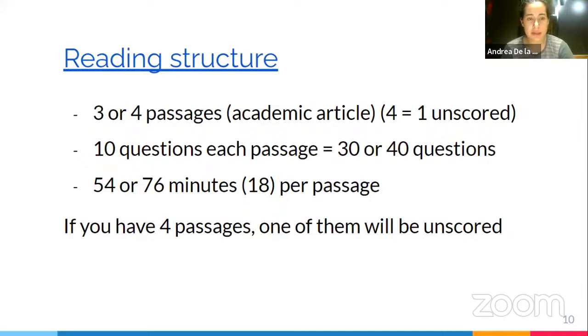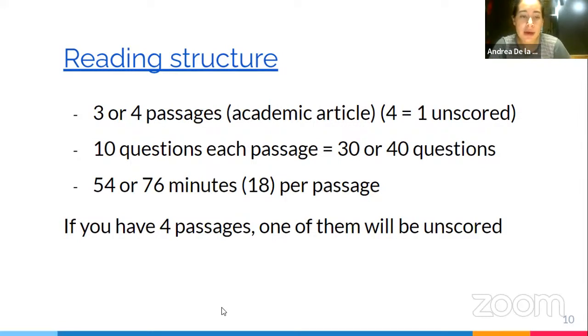One thing that is really important for me to say is that you don't have a separate timer per passage. So you are the ones responsible for organizing your time here. They're not going to tell you, okay, stop, you have spent enough time on the first passage, please move on to the next one. They won't do that. They will give you the time for the entire reading section, meaning the 3 or the 4 passages that you get. And it's completely up to you how you organize your time.